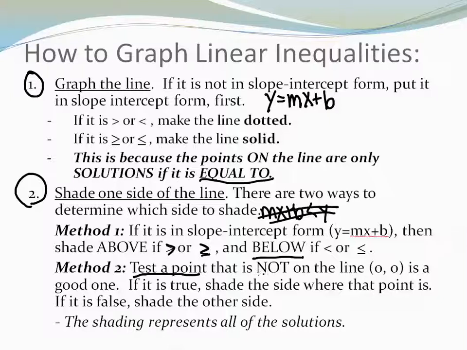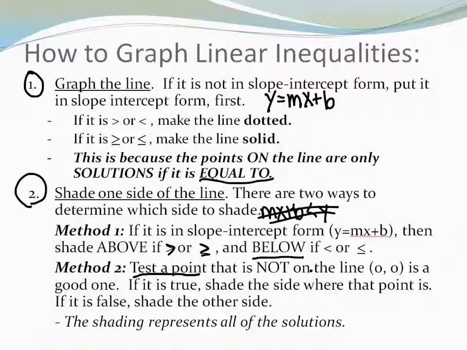Method 2, you test a point. Okay, you don't want to pick a point on the line, so test a point that is not on the line. 0, 0 is a good one. If it is true, shade the side where the point is. If it is false, shade the other side. The shading represents all of the solutions.